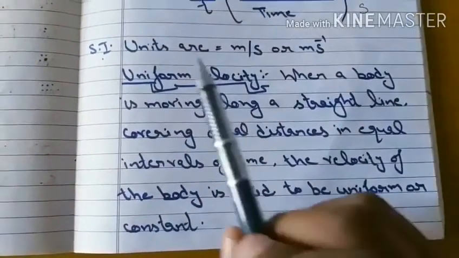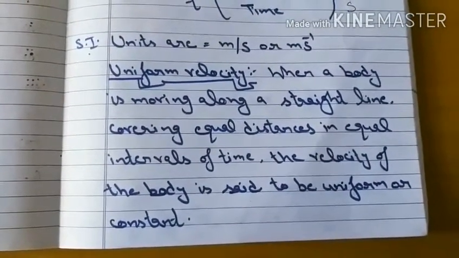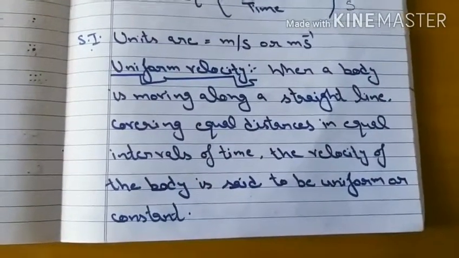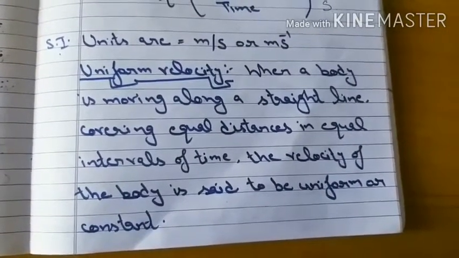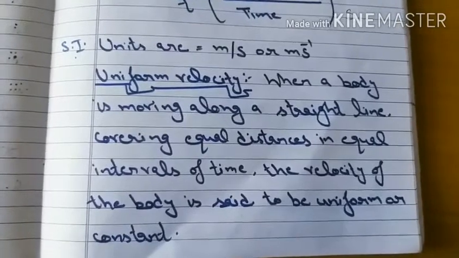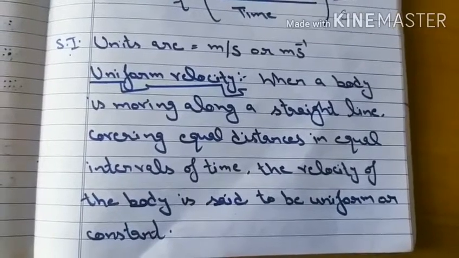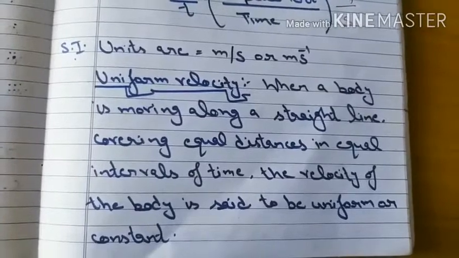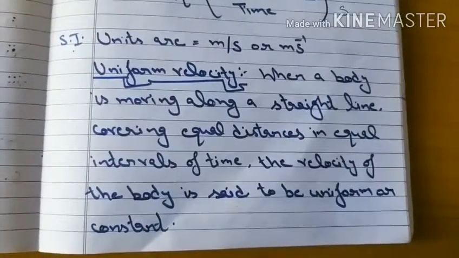Now moving further, next term is uniform velocity. So when a body is moving along a straight line covering equal distances in equal intervals of time, the velocity of the body is said to be uniform or constant. So when we talk about uniform velocity, the speed of the body remains the same plus the direction of motion of the body also remains the same. The body never changes the direction of motion. For example, if a train is traveling at a speed of 60 km per hour along a straight track, in that case the velocity of the body is said to be uniform.